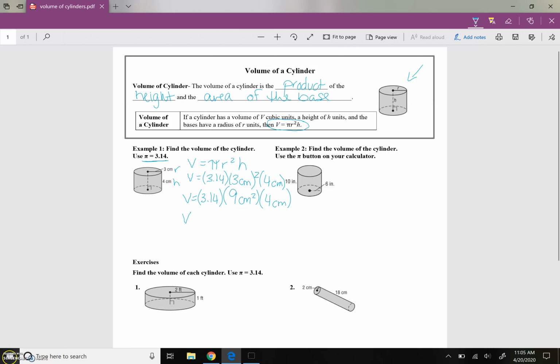You can use your calculator for that, or remember you might have to do it the long way as well, so don't forget to practice your long multiplication. So plugging it into my calculator, I see that I get 113.04 centimeters cubed.